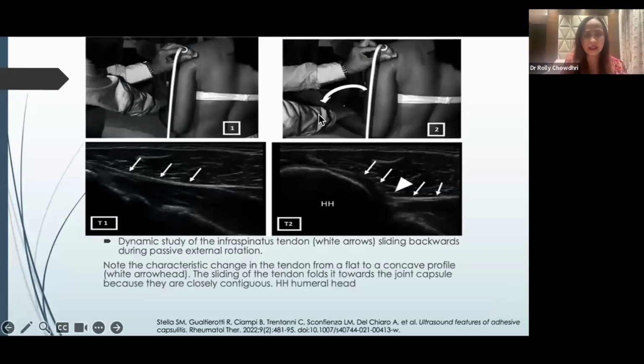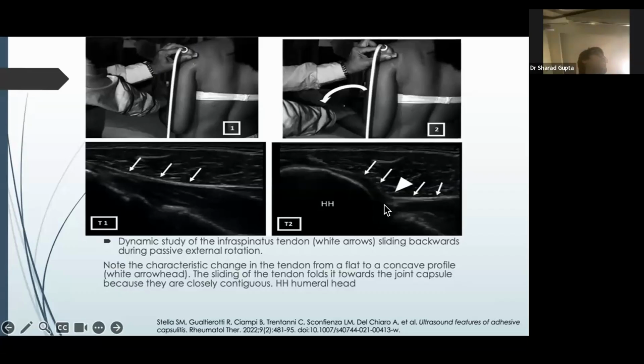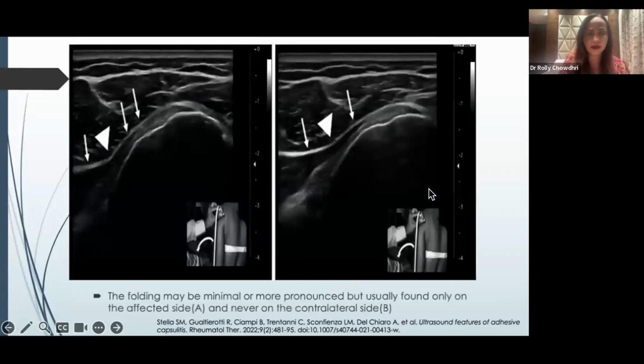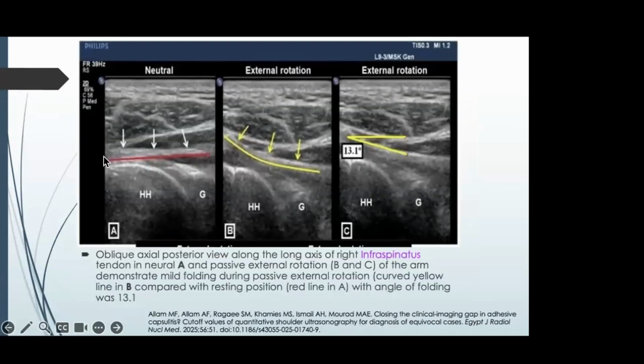We passively externally rotate the shoulder. So what happens, the normal flat profile of the infraspinatus tendon, because it typically drags down and folds towards the joint capsule because it is contiguous with the capsule, is turned into a concave profile. So this is very classical of the bounce sign. This is the normal shoulder, and here it is dragged towards the capsule and the profile becomes concave.